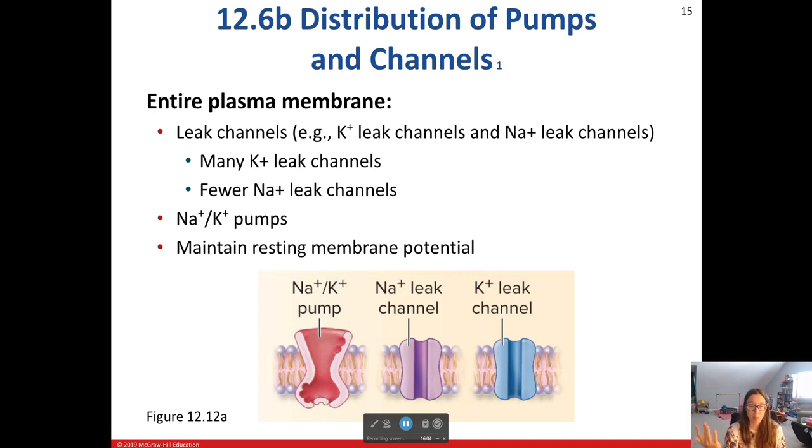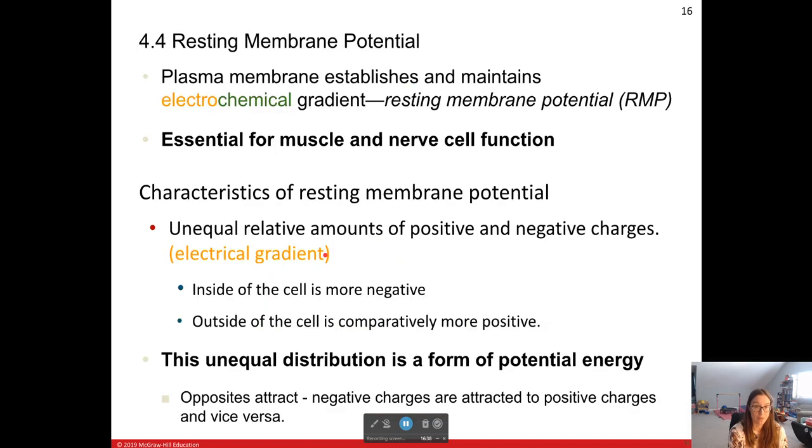And so the entire plasma membrane is going to have leak channels. We said leak channels are those that are always open. They don't have a door or a gate. There are going to be many potassium leak channels, and there are fewer sodium leak channels. And then we also have sodium-potassium pumps. So as you can see, sodium and potassium are 2 really important ions that we're going to be talking about. These leak channels and sodium-potassium pumps work together to maintain what's called a resting membrane potential. And that's what we're getting into in this lecture.